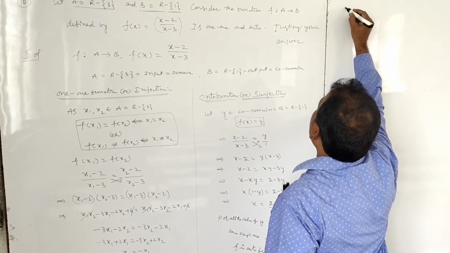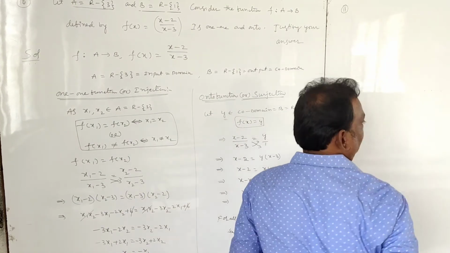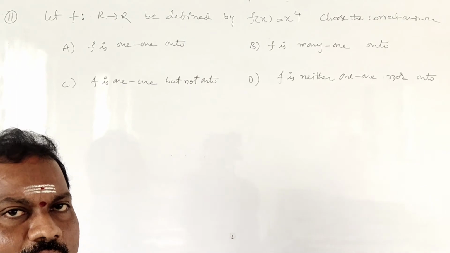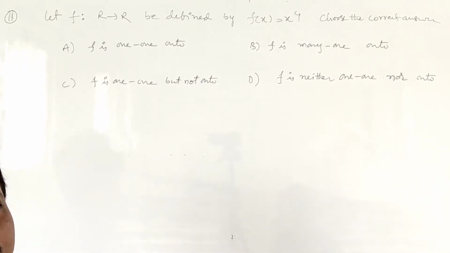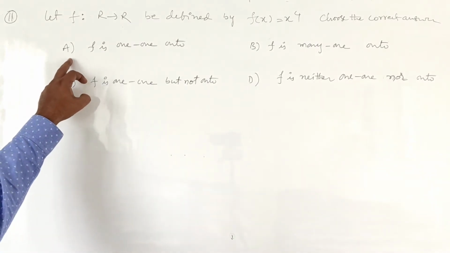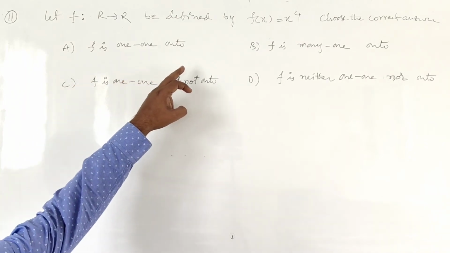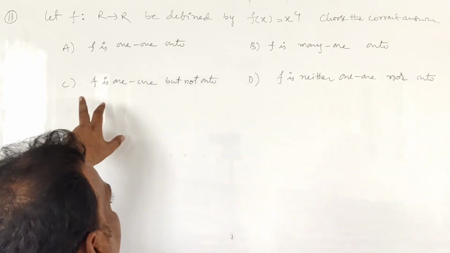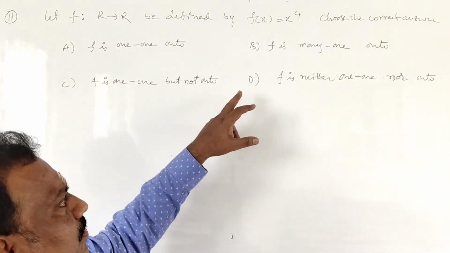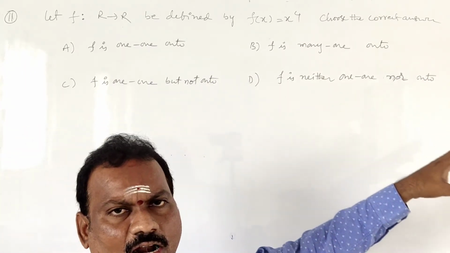11th problem. Right, students, next question, we have the 11th one in the same exercise. Let f be a mapping from R to R, real numbers to real numbers, defined by f of x is equal to x power 4. Choose the correct answer, they are MCQs. First option: f is 1-1 onto, both will satisfy. Second: f is many-1 onto. Third: f is 1-1 but not onto. Fourth: f is neither 1-1 nor onto.